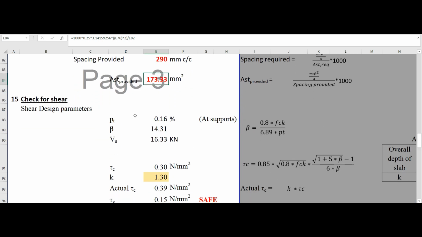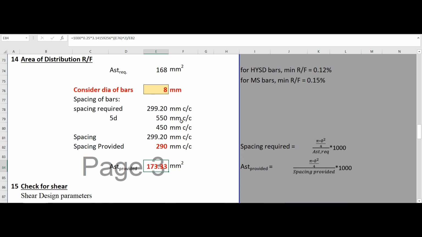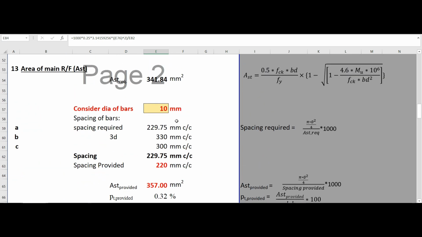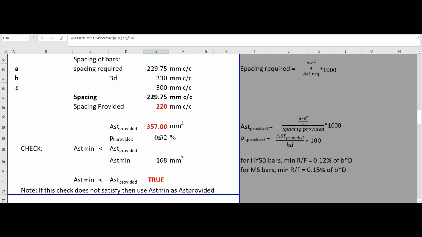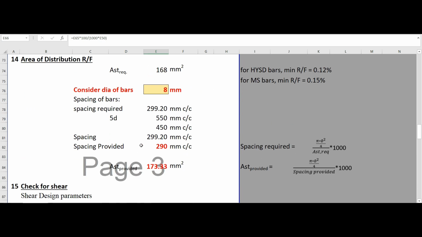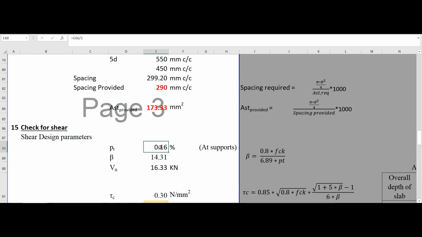Now we will check the shear. So for shear, first of all we will calculate the percentage of reinforcement provided at the supports. So as we have provided alternate bent up bars, whatever reinforcement we have provided as main reinforcement, that is 0.32%, we will provide 50% as the bent up bars. So we will provide 50% of 0.32, that is 0.16% at the support.